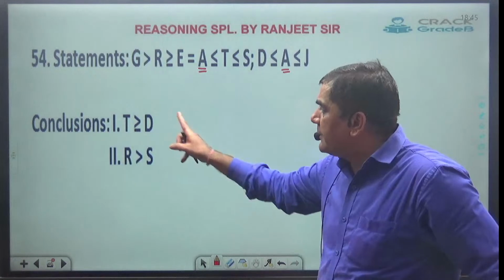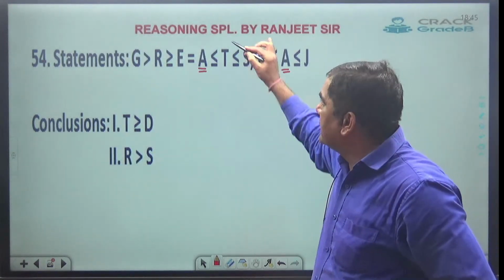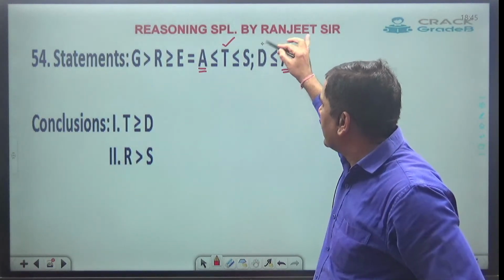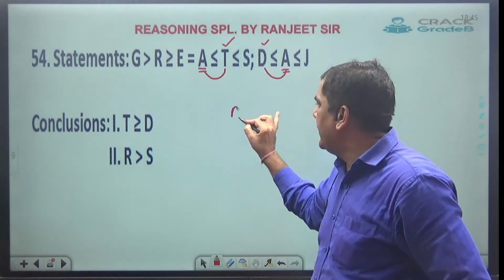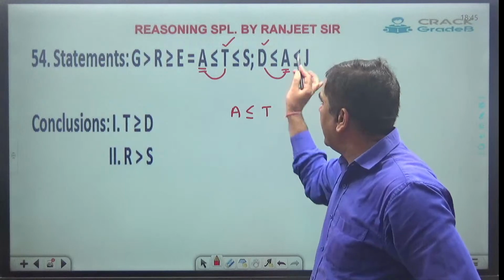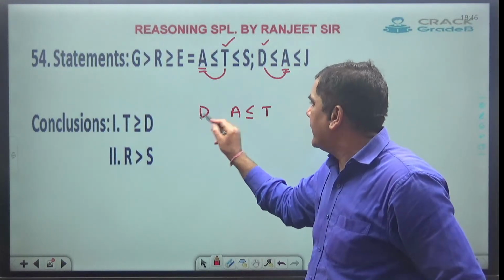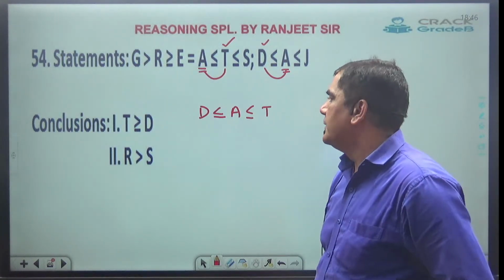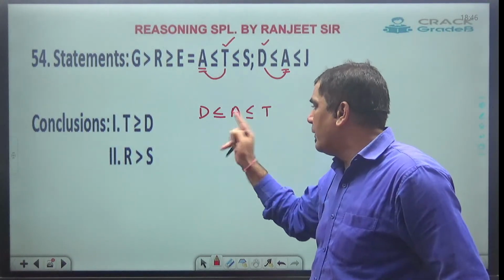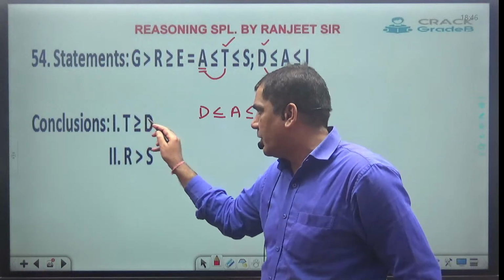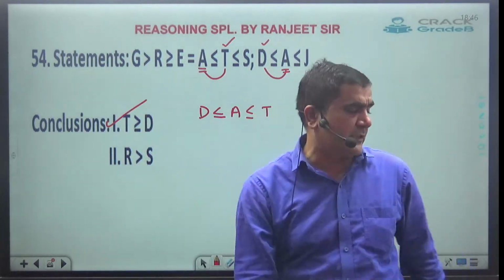Now in the first one, they are talking about T and D. T is over here, D is over here. So I will write T to A and A to D. So A adjacent will be D and face is towards A. So all the faces are towards T and equal to must be there. Yes, face towards T and equal to there. First is correct.